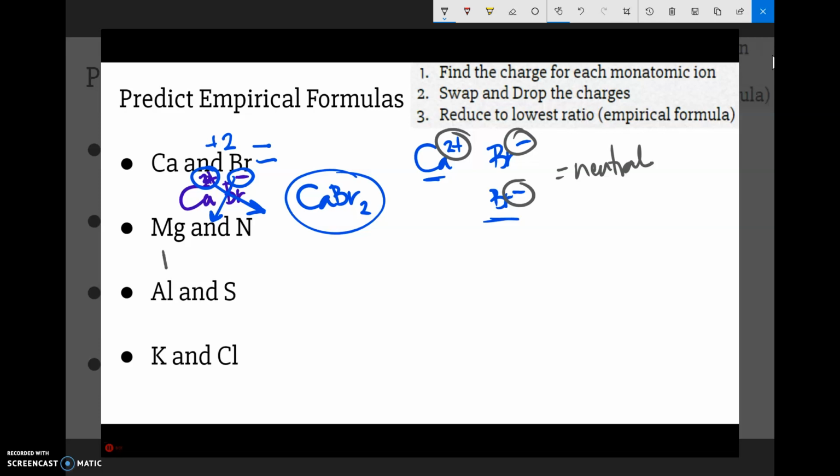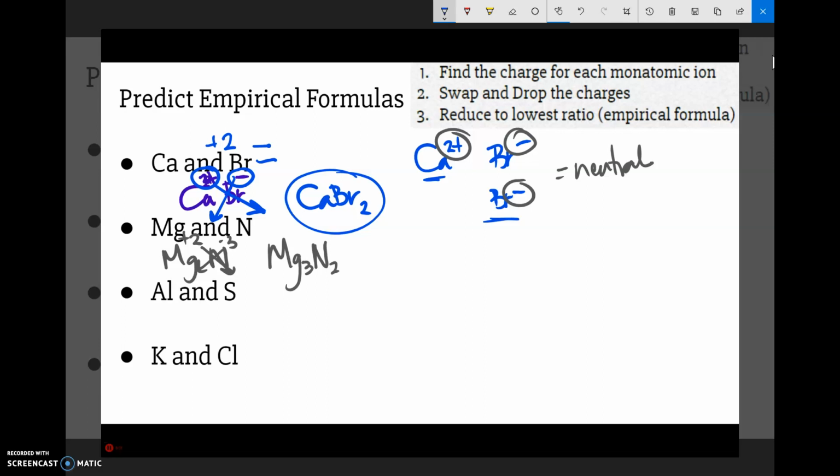The second one is magnesium. It has a +2 charge. Nitrogen has a -3 charge because nitrogen's in group 15, so it wants to gain electrons. So again, do these charges cancel? The answer is no, and so we're going to swap and drop. And again, when we swap and drop, we're just taking the number down, not the charge. And we're doing what's opposite on the top. So this one we have 3 magnesium atoms and 2 nitrogen to make that a neutral formula.